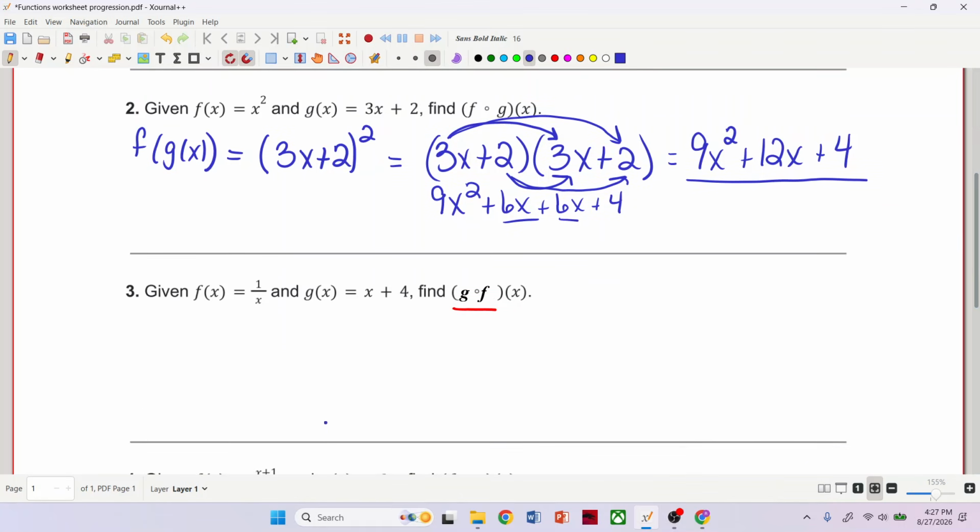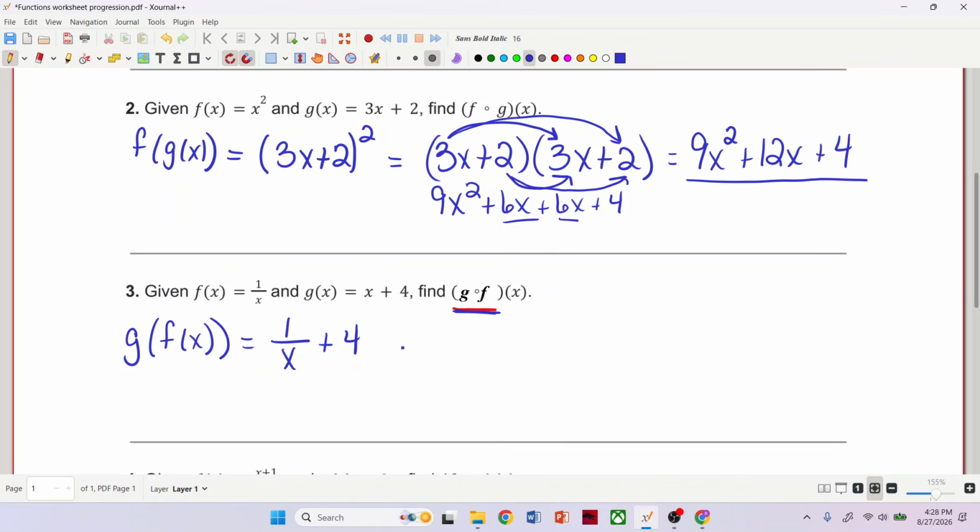Okay. On this one, it changed on us. Notice, and I underlined it in red so I would remember, instead of f of g, they want g of f. So our notation would be g of f of x. So it's telling us wherever we see x in g over here, we're going to plug in 1 over x. So we're going to get 1 over x plus 4. That's as simple as we can do that. We can't make that equation any better.